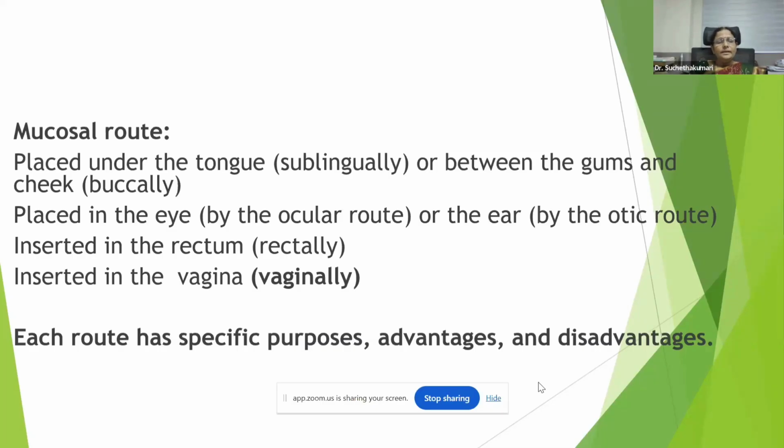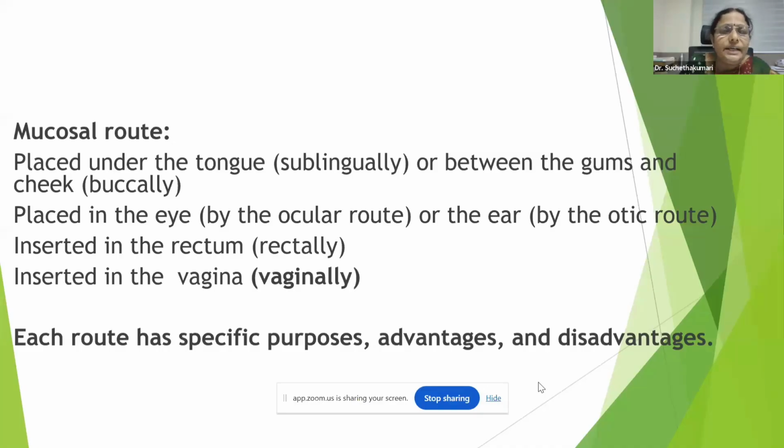In this, the medication can be kept below the tongue, which is called the sublingual route of administration, and between the gums and cheeks, which is the buccal route of administration, placed in the eye or the ear, inserted into the rectum, and inserted into the vagina. So each route has a specific purpose, advantages, and disadvantages.